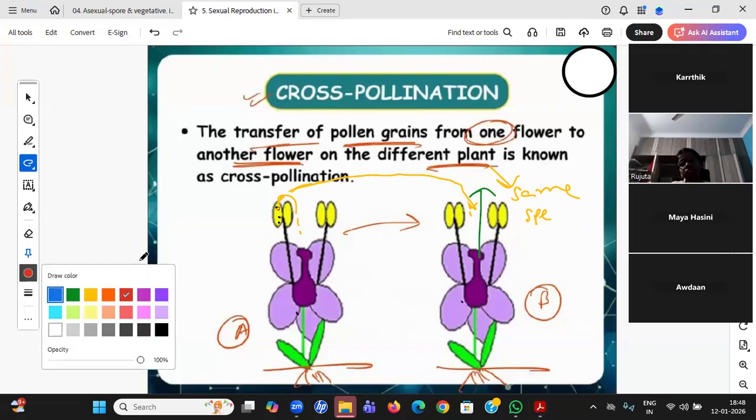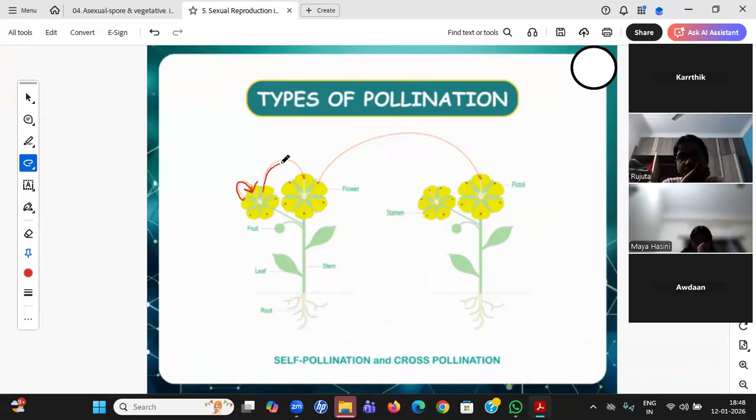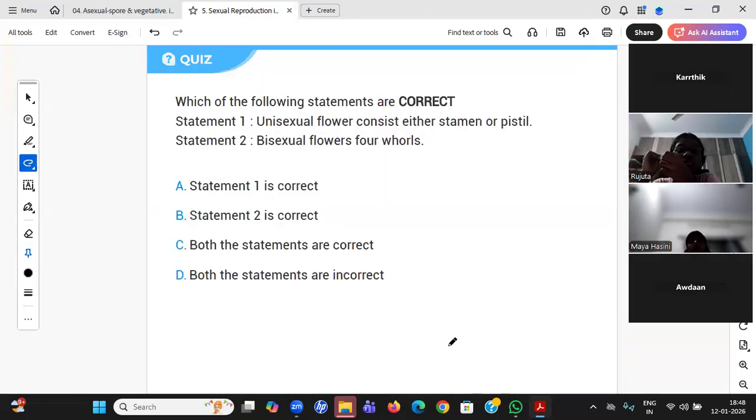Yeah, you can look over here. So this picture we will see. From here to here, within the same flower, self-pollination. From here to here, different flower, but it belongs to the same plant. This is also self-pollination. But now you see flower to the other plant's flower. This is cross-pollination. There are some questions where they will be asking by showing the images. So this is pollination. Okay. Yes, students, so give the answers now.